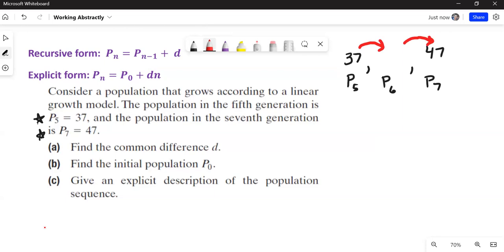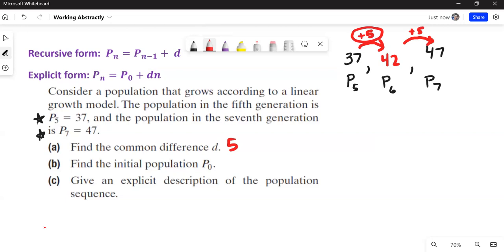Now, when it's relatively small like this, you could probably guess. You could probably see after a little bit of work what value you would need to add. And it might be obvious, it might not, but if you add 5, you do 37 plus 5, you should get 42. And if you add another 5 to that, you get 47. So that would mean our common difference is really 5. Right? That's the answer for A.